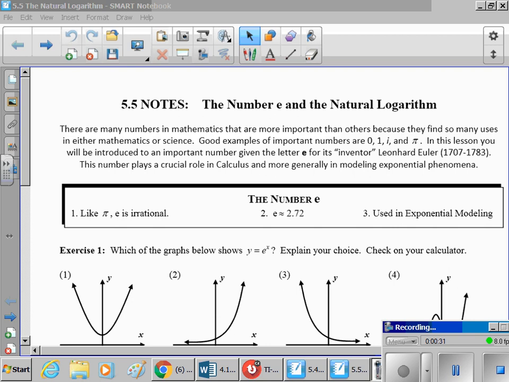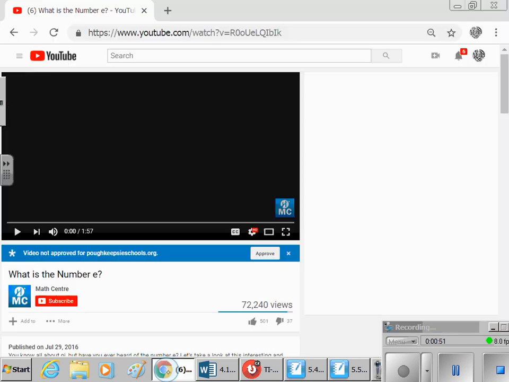Well, pi, you worked with pi a lot last year in geometry. Pi is simply the ratio between a circle's circumference and its diameter, which stays constant at 3.1415926, blah, blah, blah. All right, so now we're going to talk about the number e. So instead of me telling you about it, I found this cute little video that talks about it. So why don't we take a look at this?